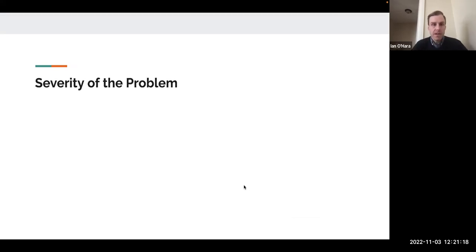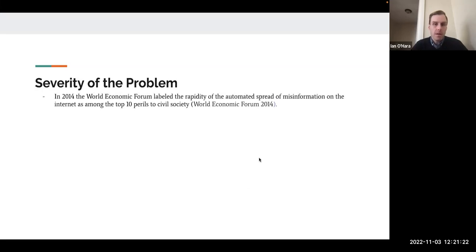So what's the actual severity or the scope of the problem from the literature? As far back as 2014, the World Economic Forum labeled the automated spread of mis and disinformation on the internet as among the top 10 perils to civil society. So that was all the way back in 2014, before we had the 2016 election, which was sort of rife with propaganda all over the place.